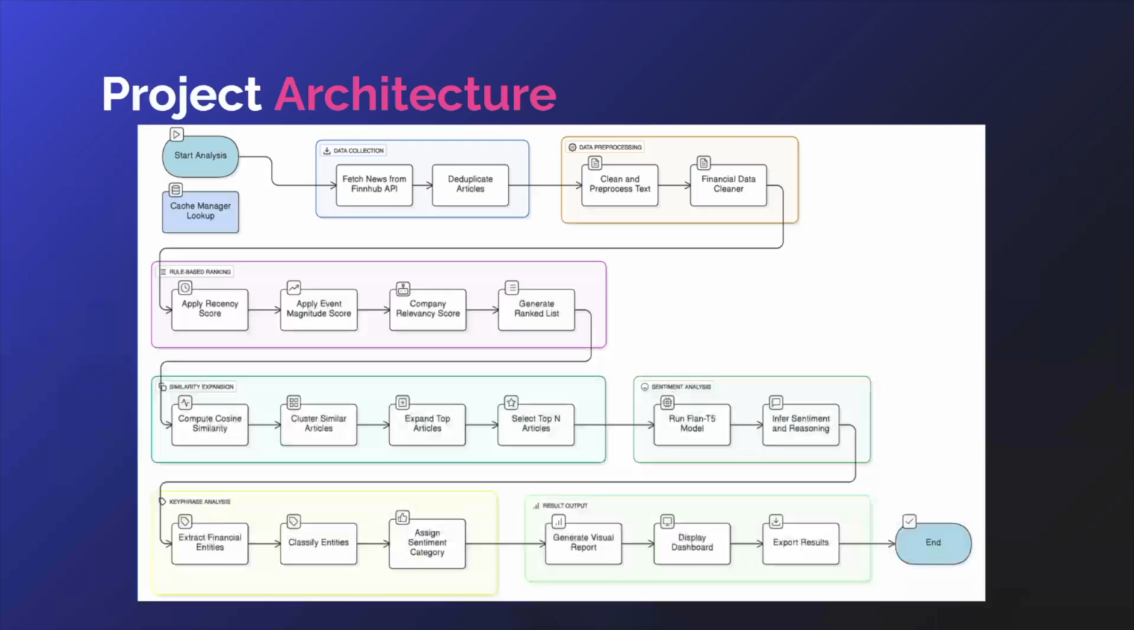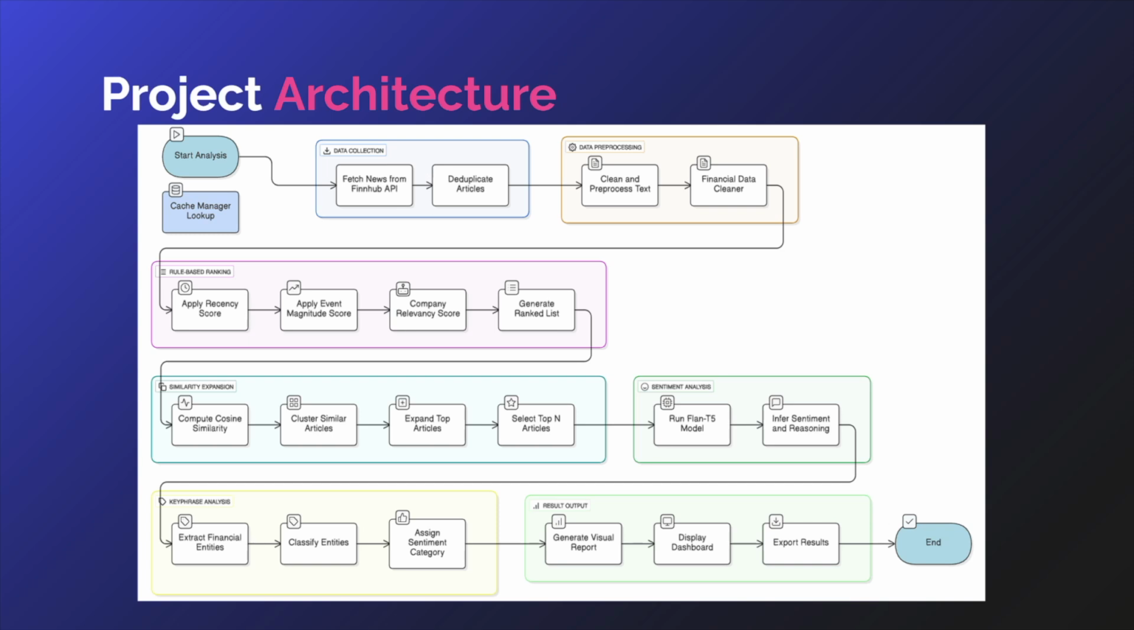markets. Let's now look at the complete system architecture and understand how all the components work together to deliver intelligent market sentiment insights. Starting at the top, our data collection module fetches real-time news articles from the FinHub API and immediately deduplicates them to ensure we are working with unique content. This gives us a clean foundation of fresh market news. The data then flows into our data processing stage where we clean and normalize the text, removing noise and standardizing financial terminology. This ensures consistency across all downstream analysis.